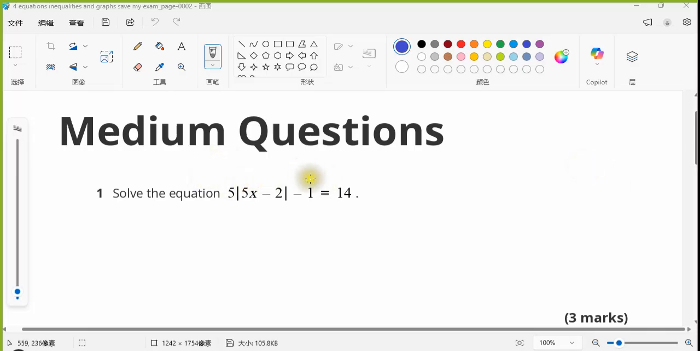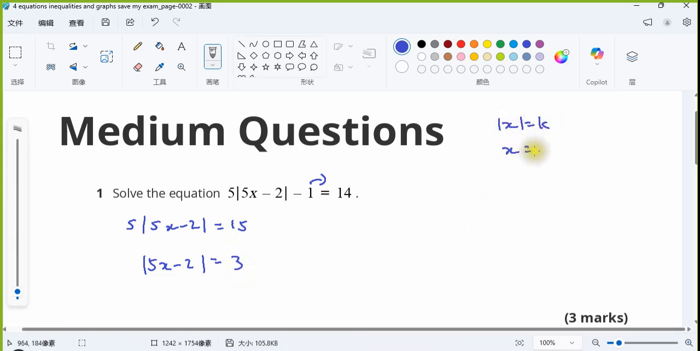Solve the equation. We have 5 times modulus of 5x minus 2 equal to 15. After that, divide by 5, then it will become 3. So we know that if modulus x equal k, then x equal to plus minus k.